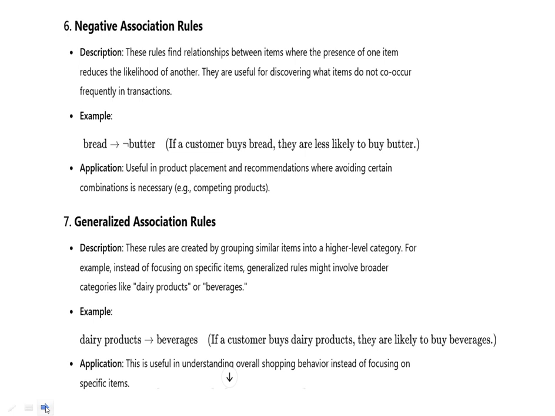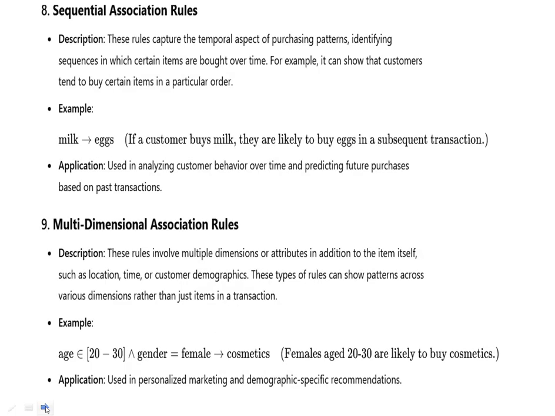Negative association rules. We have rules that find relationships between items, where the presence of one item reduces the likelihood of another. They are useful for discovering what items don't occur frequently together in transactions. Generalized association rules help understand overall shopping behavior, focusing on specific items.